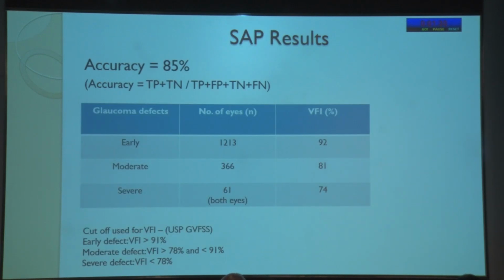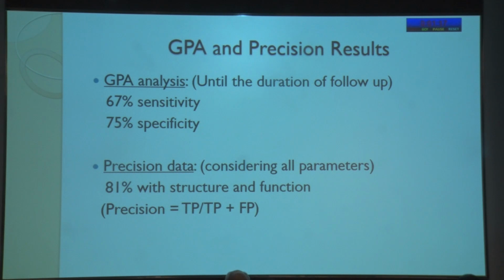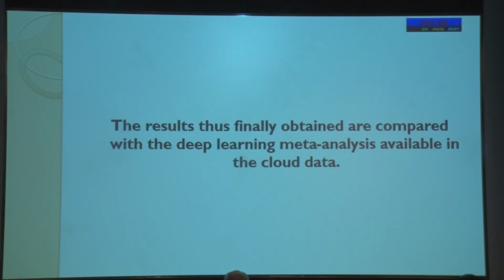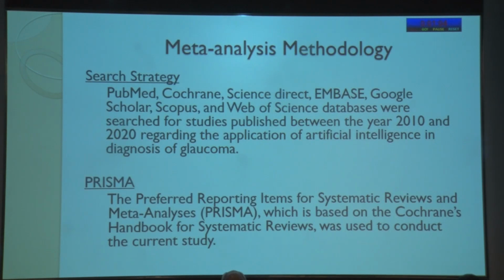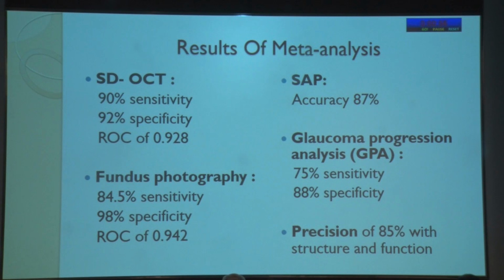SAP results accuracy is 85%, and it can mostly detect the early stage of glaucoma; we have included visual field index as a parameter here, and 92% is considered. Glaucoma progression analysis came to be 67% sensitivity and 75% specificity, and precision came to be 81% with structure and function. These results are finally compared with the deep learning meta-analysis which is already in the cloud data. We have taken the data through PRISMA analysis in the meta-analysis model, and finally we compared our results with the results of the meta-analysis. So these are the results of the meta-analysis.